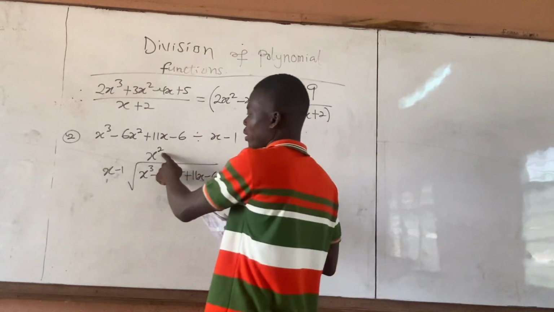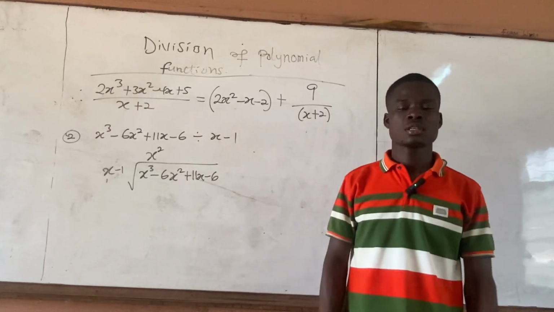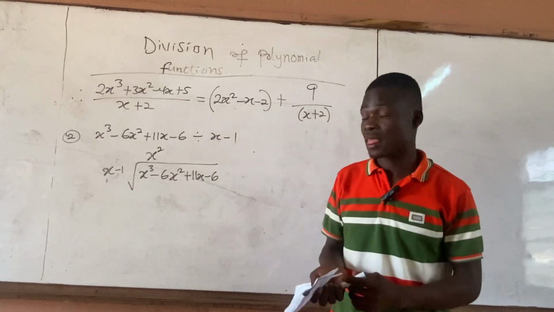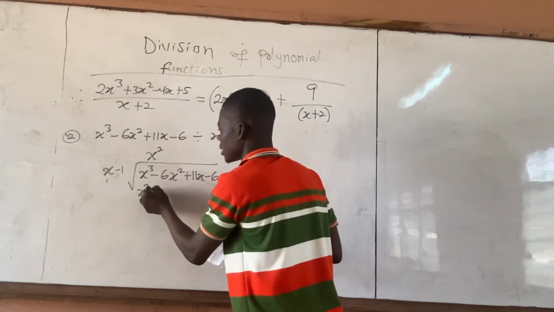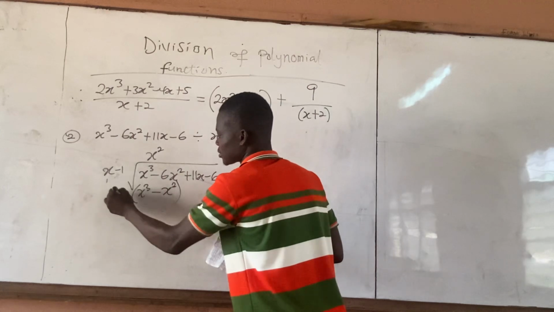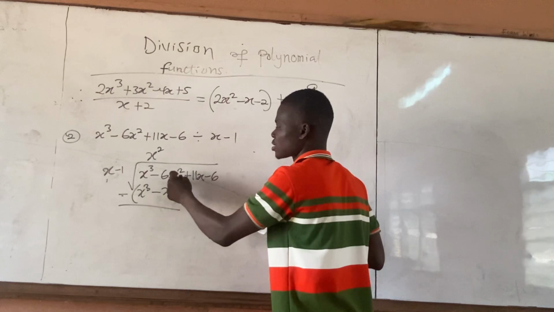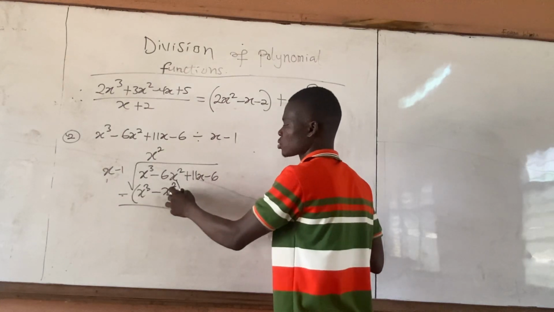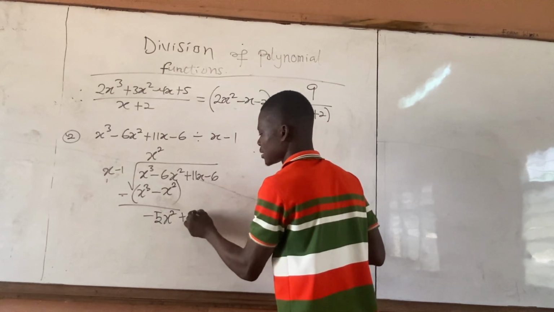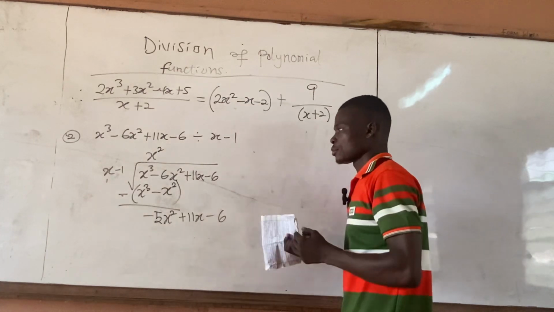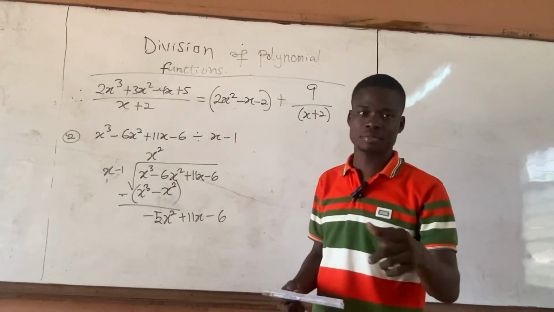Now, use the s squared to multiply all the terms here. So s squared times s is what? s cubed. s squared times minus 1 is what? Minus s squared. After that, subtract. s cubed minus s cubed, 0. Minus s squared minus s squared will be minus of what? 5s squared plus 11x here minus 6. Now let's divide again because the power here is greater than the x. We can still divide further.